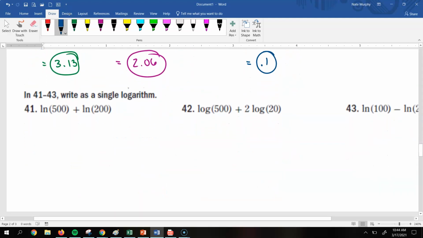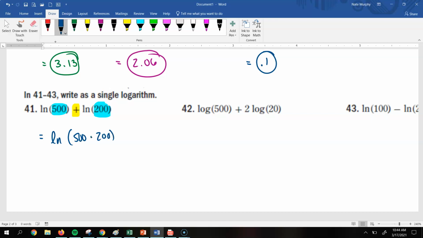All right, so for 41 to 43, we're just writing these as a single logarithm. Don't have to do any simplifying beyond that. We're just going to write this as a single logarithm. So remember, anytime we're adding, we multiply the values. So for this one, we would multiply 500 times 200. And when you do that, then you'd get 100,000. So that would be equivalent to the natural log of 100,000. So that's all you'd have to do there.